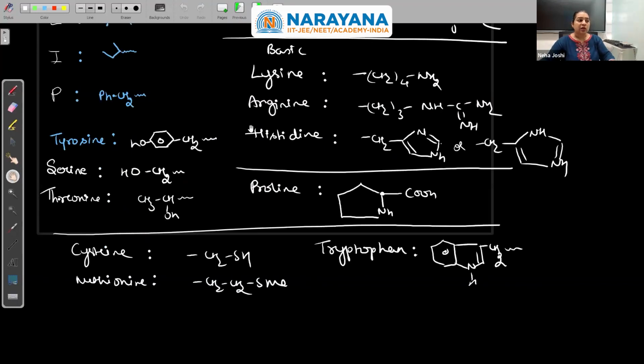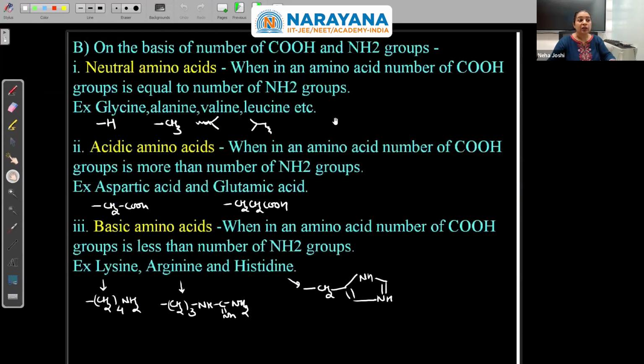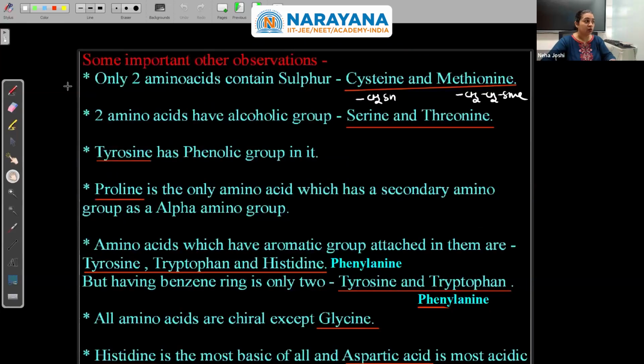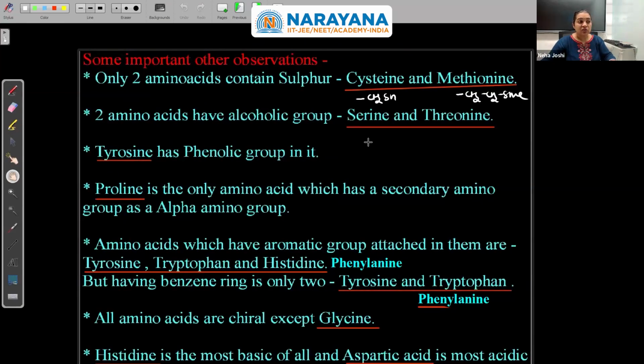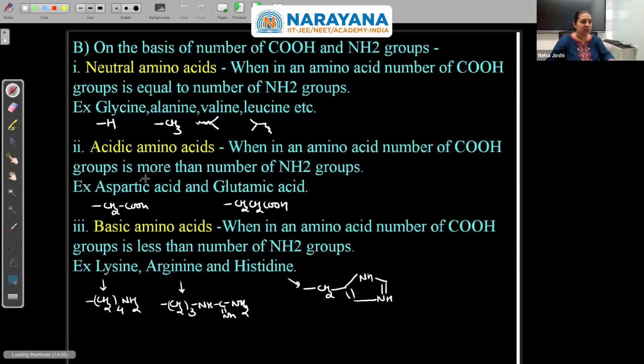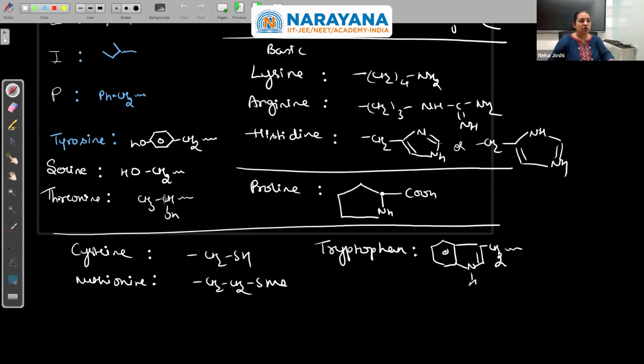Yes, correct. Two amino acids have an alcoholic group. Serine was CH2OH and threonine was CHOH CH3. And phenolic was CH2 and then this type of para position OH. Let's check all three at once, okay? Just two pages back. Serine was CH2OH, threonine was CHOH CH3, and tyrosine was CH2 and then phenolic.